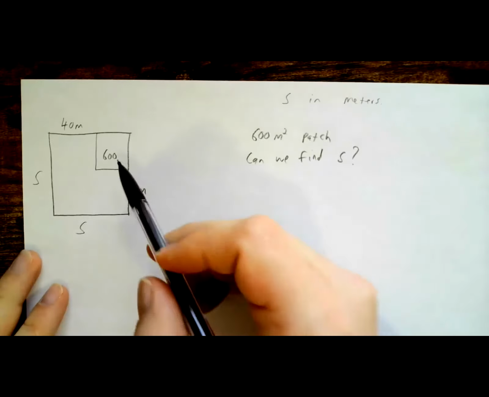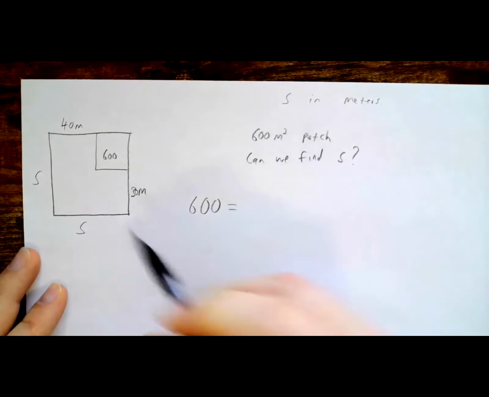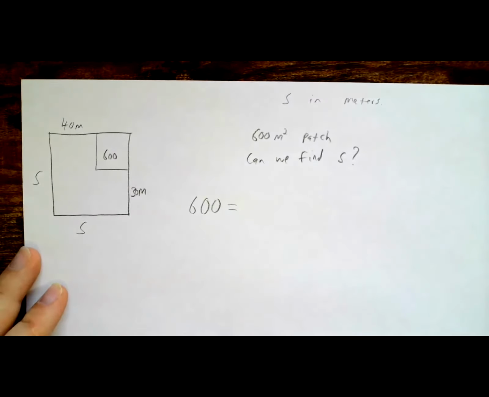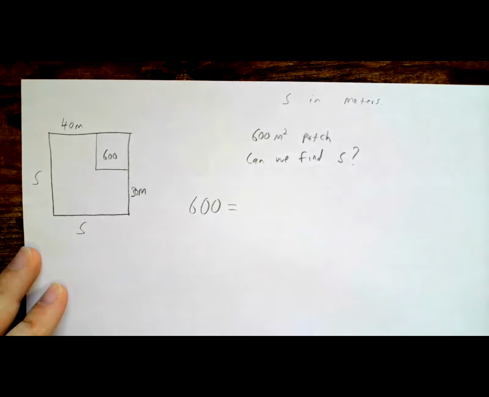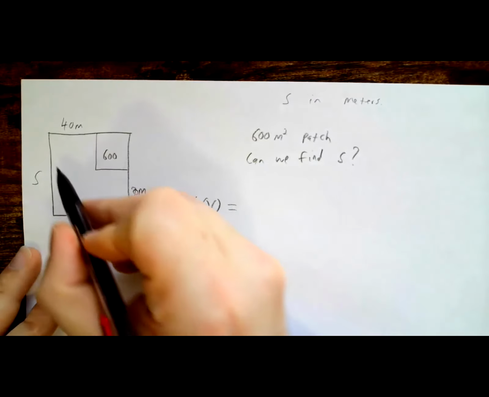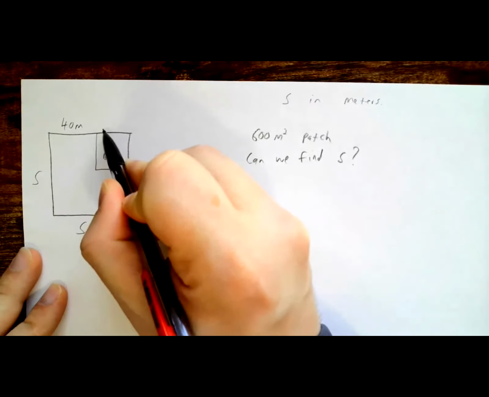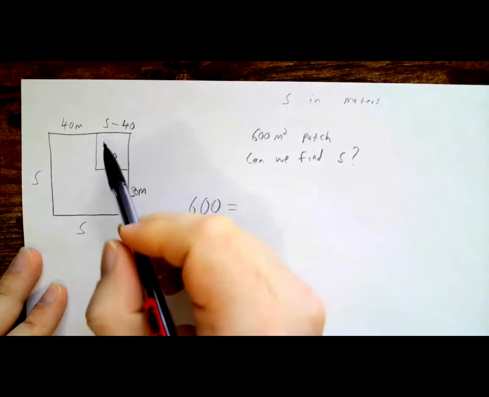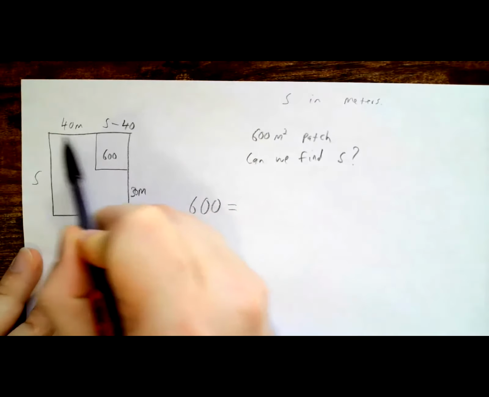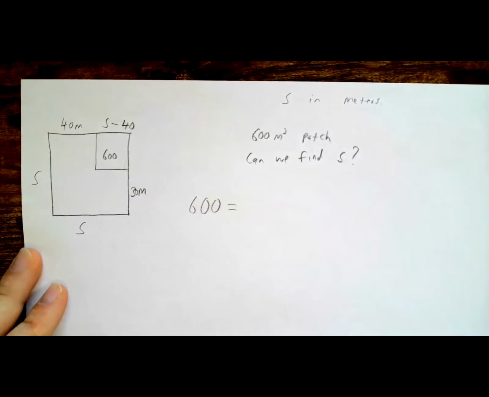The trick is to write a formula for the area of this rectangle up here. So the area of a rectangle is length times height. What's the length? The total side length is S. So if this part is 40, this part should be S minus 40, because these two lengths have to add up to be S, because it's a square.